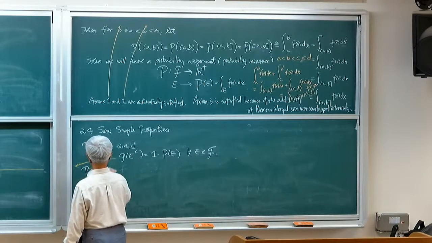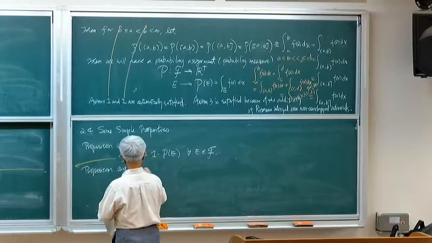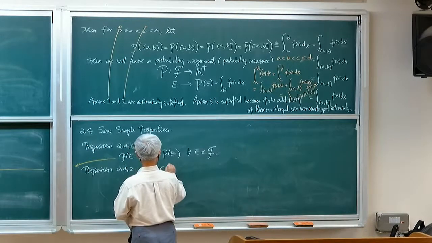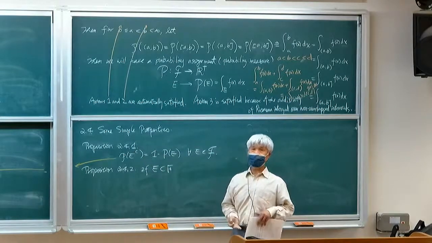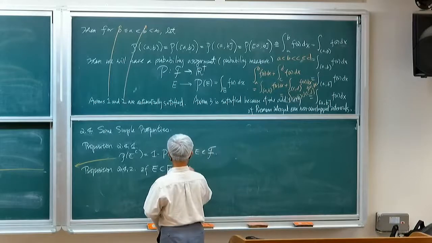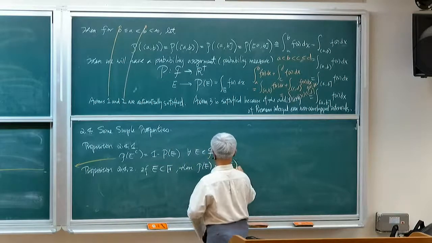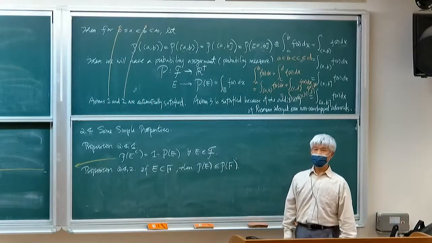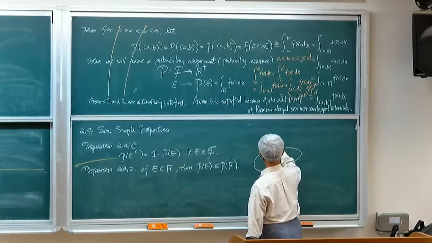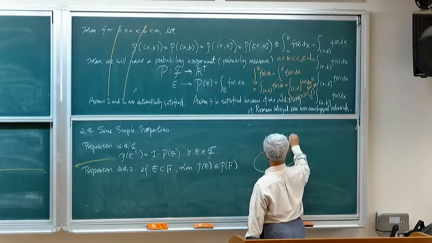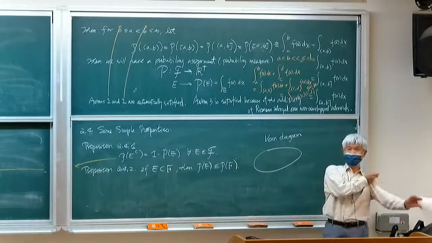Second proposition, 2.4.2 in the textbook, says that if E is contained in F, so F is bigger and E is smaller, then the probability of E will be less than or equal to the probability of F. And then we can draw the Venn diagram. I believe you know the Venn diagram from high school.